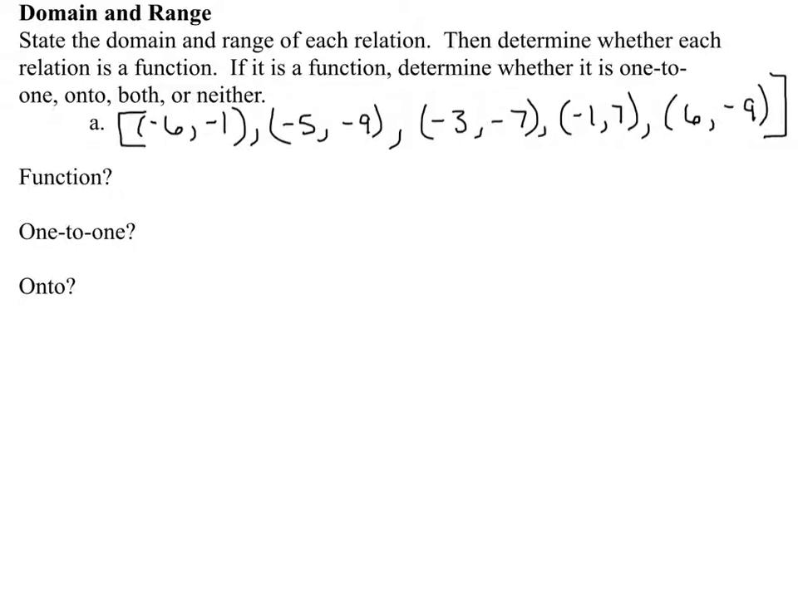So this is just a set of points. And first we want to determine if it's a function. The way that we're going to do that, we're going to look at the domain and make sure each piece of the domain, so each x value, has a y value. In this case, -6 has a -1, -5 has a -9, -3 has a -7, -1 has a 7, and 6 has a -9. So this one is going to be a function.